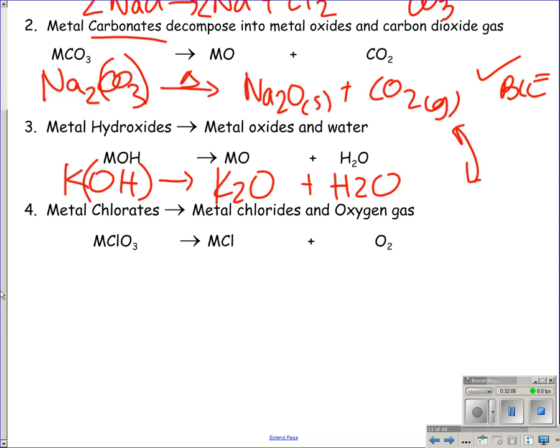Is it balanced? No. What do I need to do? So if I put a 2 up here, because I have a 2 here, that gives me 2 Ks. That also gives me 2 Os. Do I have 2 Os? Yep, here and here. And then 2 H's. 2 H's. Yay. Okay, last one is the chlorate.